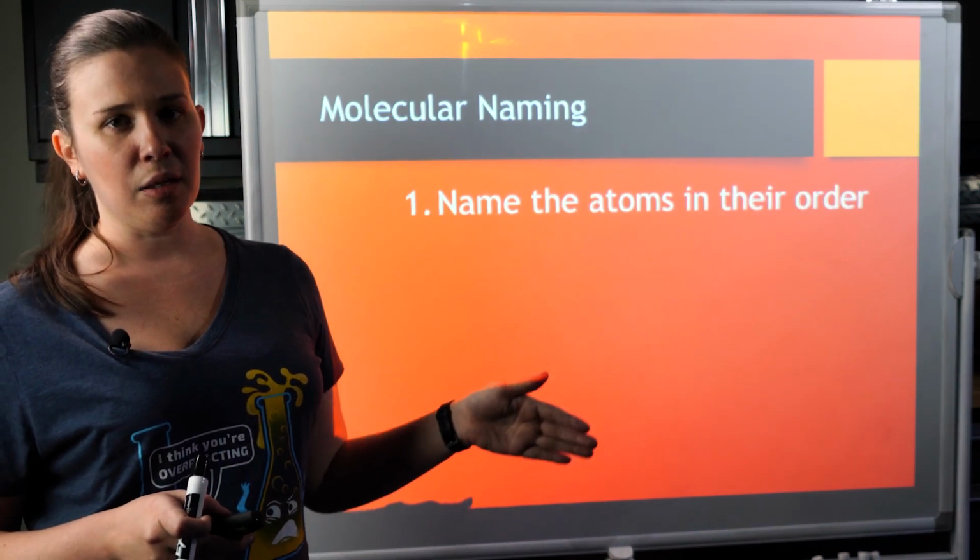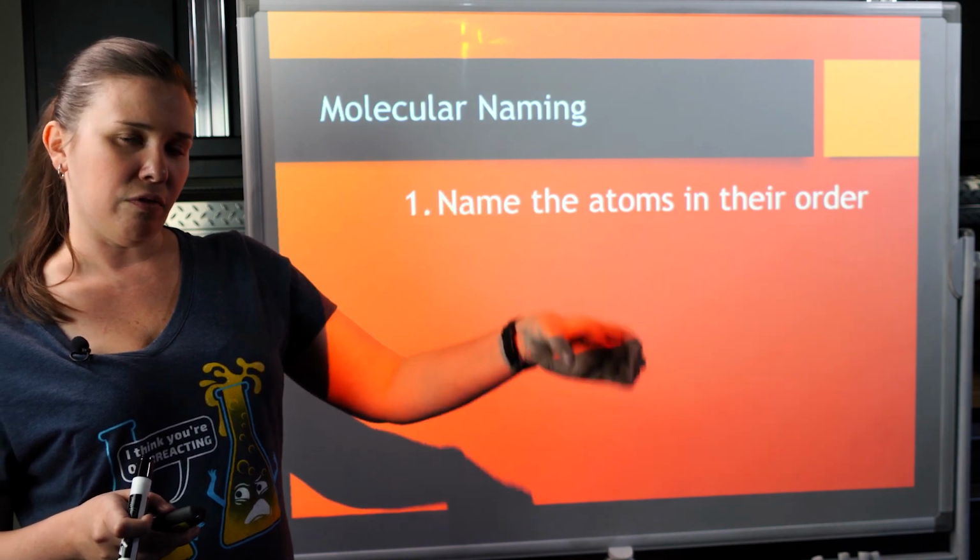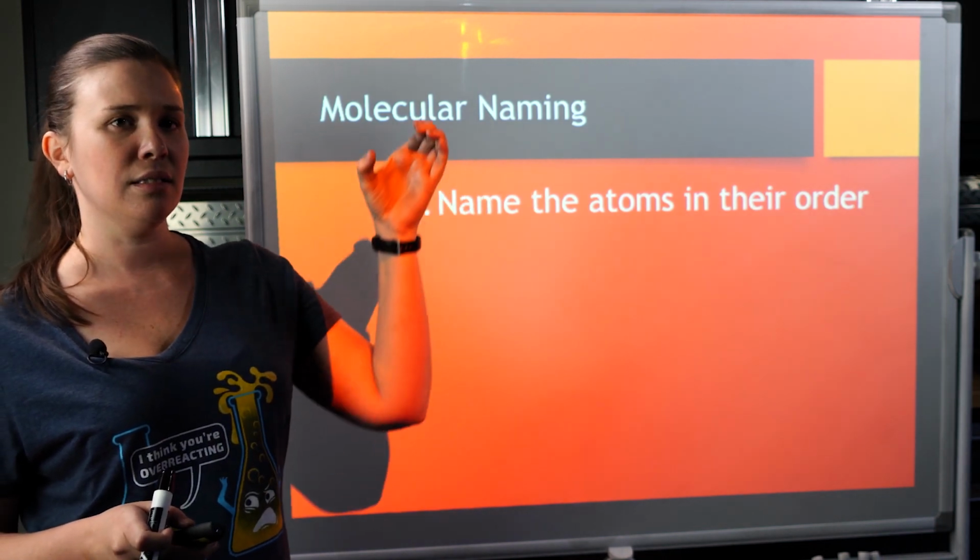So you are going to keep the atoms in order as you name them. So you're usually going to be given the name and asked to give the formula, or you're given the formula and asked to give the name.